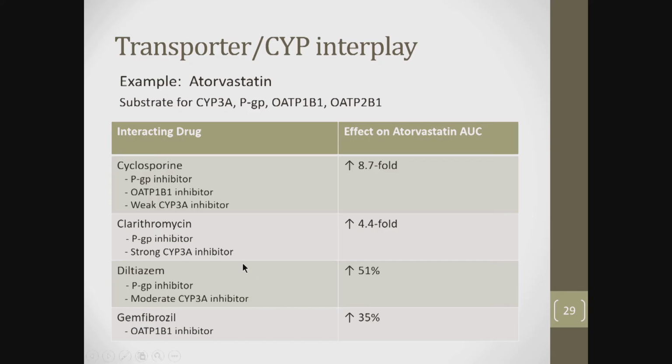And somewhere in the middle, such as clarithromycin, that's a strong CYP3A inhibitor, but it doesn't inhibit OATP1B1, and you only see about a 4.5-fold increase in exposure. So this is where it gets really complicated to predict and anticipate what a drug interaction might cause if you know that transport and metabolizing enzymes are involved.